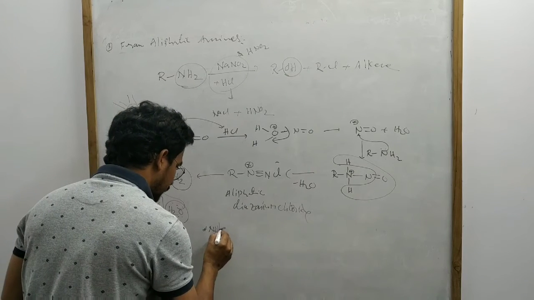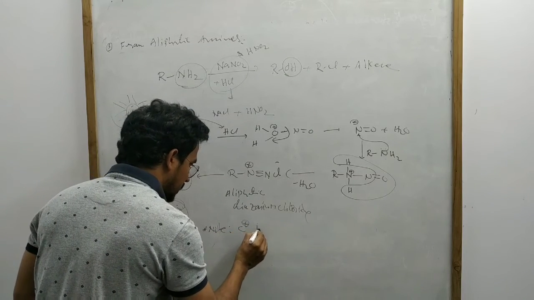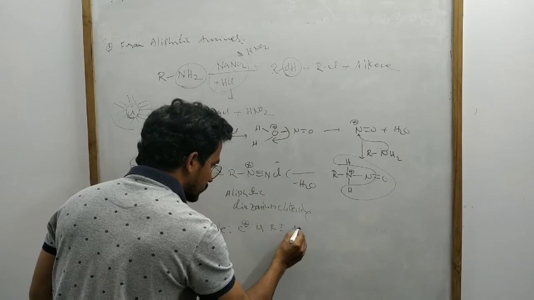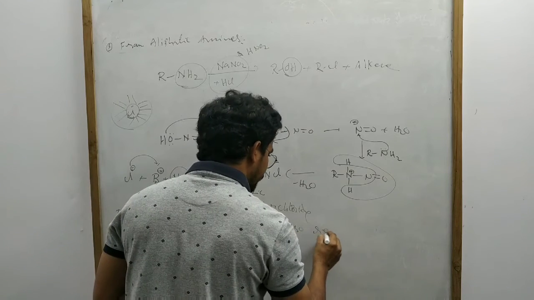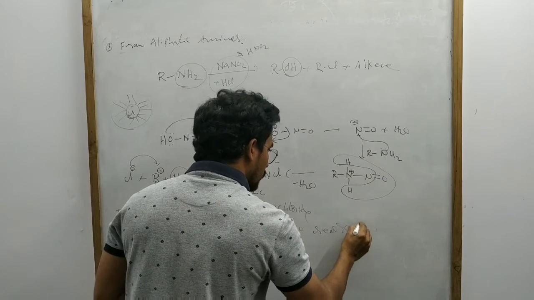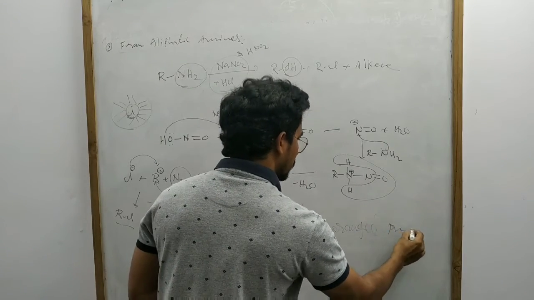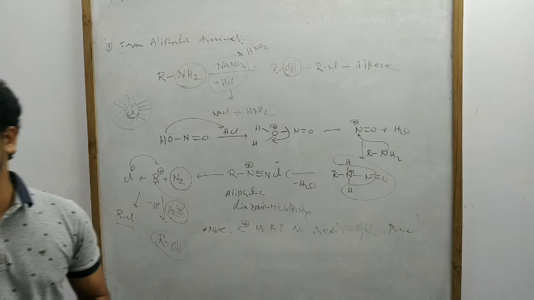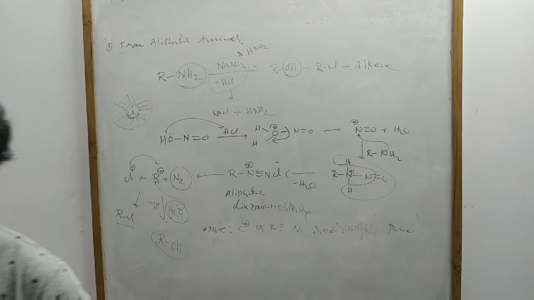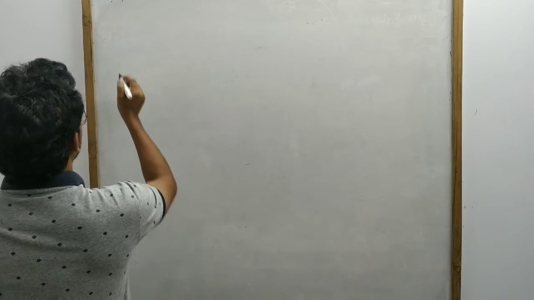C plus is the reaction intermediate, so rearranged products are formed. Carbocation is the reaction intermediate, so rearrangement takes place. Okay? So we'll discuss some examples.